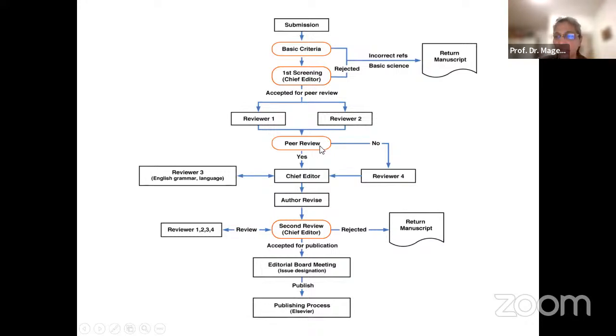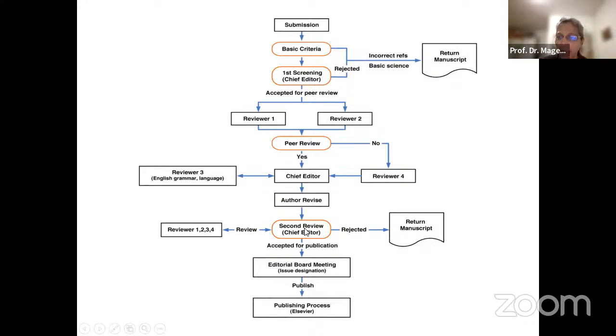Here they will take about 2 to 3 months to do the peer review. Then after completing the peer review, it will come back to the chief editor. If everything is okay, it will go back. If the chief editor feels that the 2 reviewers are giving contradicting views, one says accept, another says reject, totally contradicting, they might choose a reviewer 3 or reviewer 4 to double check. If it is rejected, it goes back to the author.